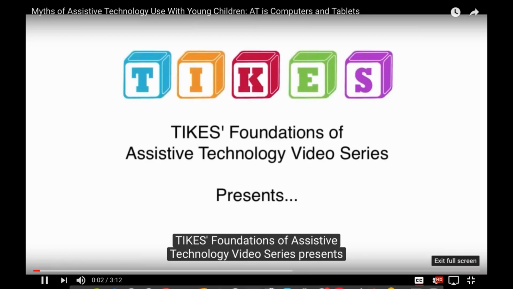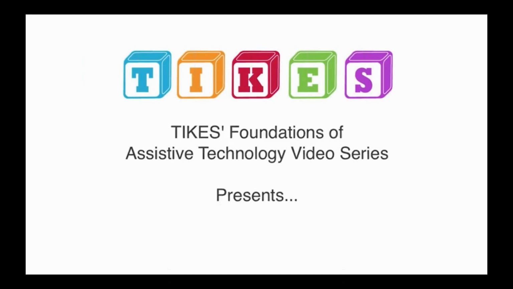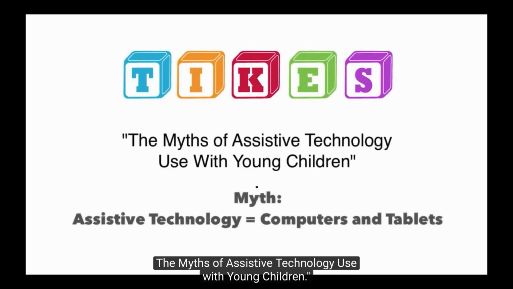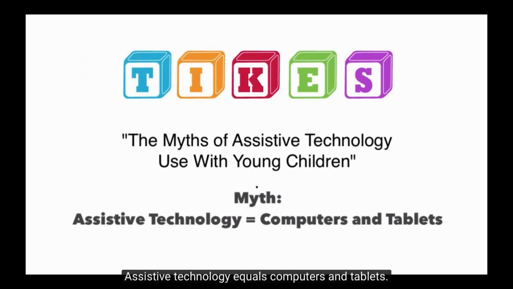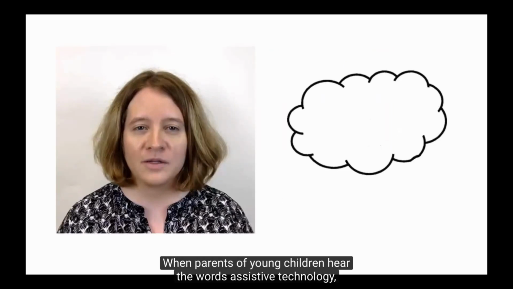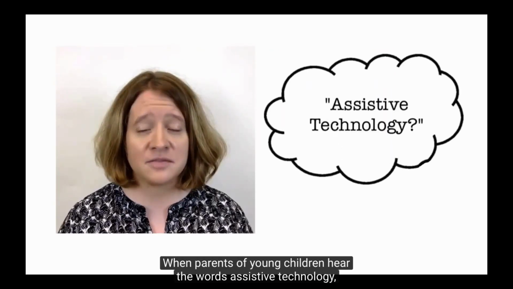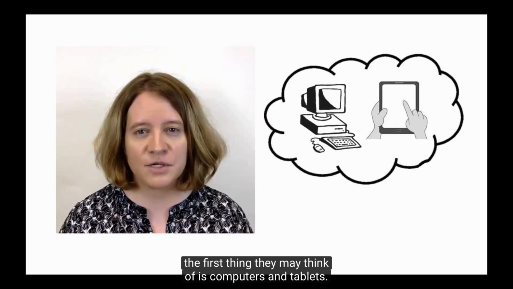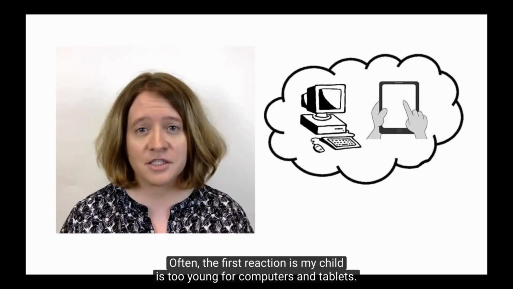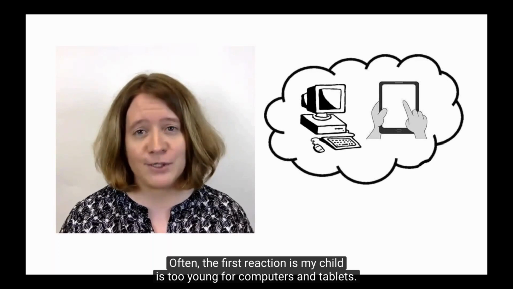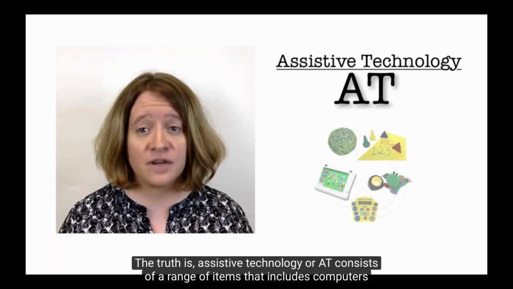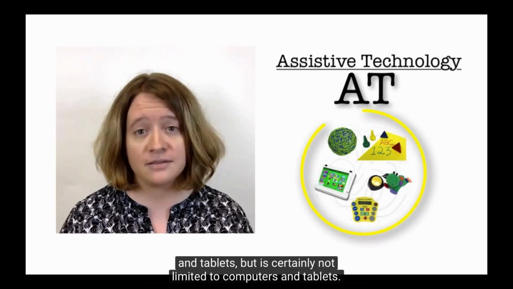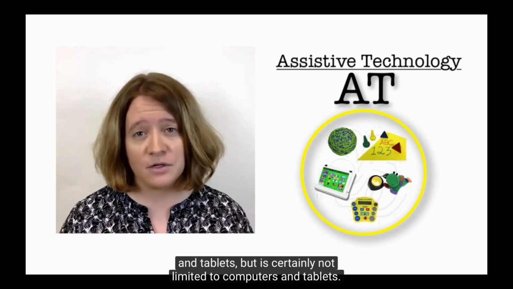Tyke's Foundations of Assistive Technology video series presents The Myths of Assistive Technology Use with Young Children. Myth: assistive technology equals computers and tablets. When parents of young children hear the words assistive technology, the first thing they may think of is computers and tablets. Often, the first reaction is, my child is too young for computers and tablets. The truth is, assistive technology, or AT, consists of a range of items that includes computers and tablets, but is certainly not limited to computers and tablets.